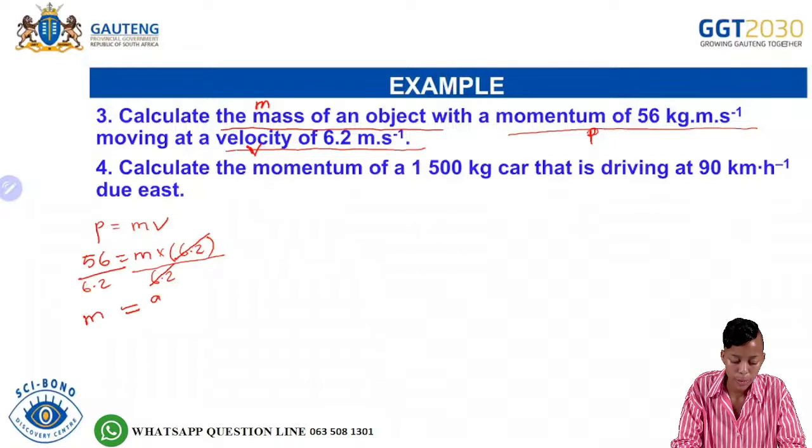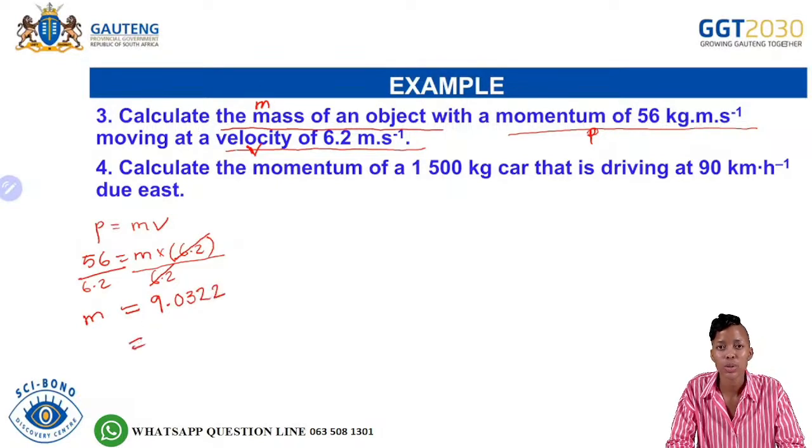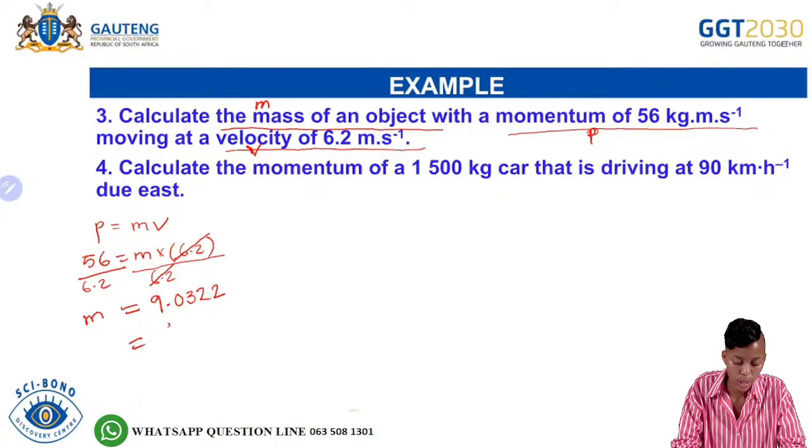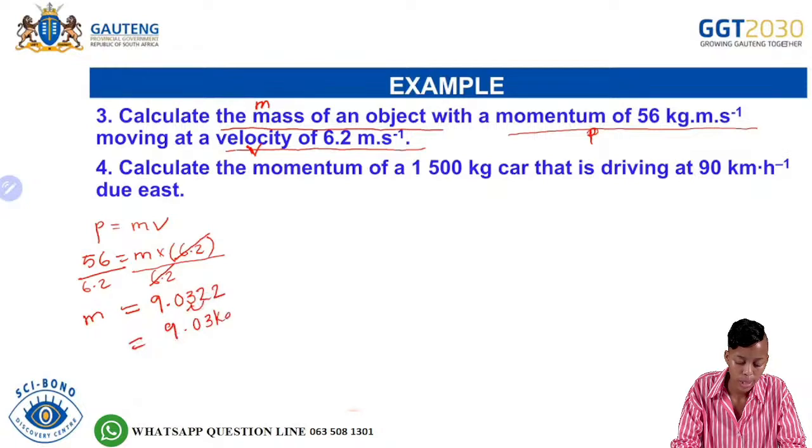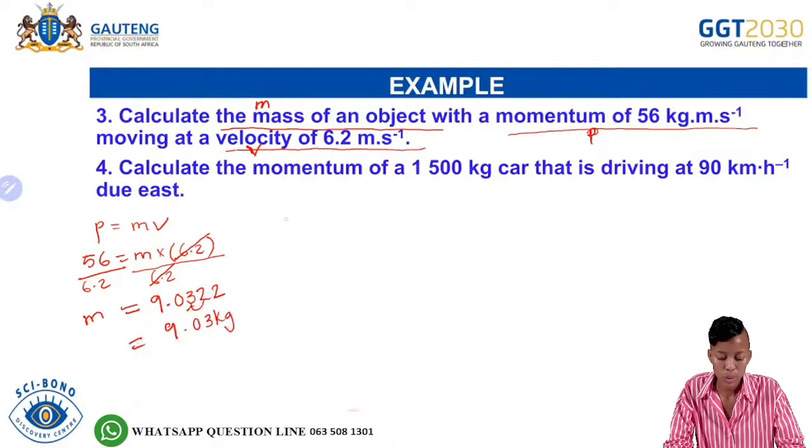So our mass is therefore 9.0322. So remember again, you need to learn to round off to 2 decimal places. So from there, what are you going to have? You are going to have 9.03, because the 2 will not change the 3. So this is then 9.03 kilograms, right?